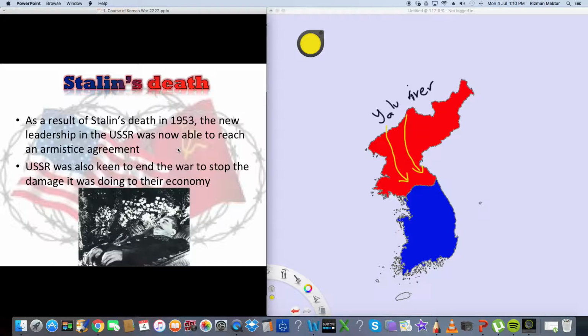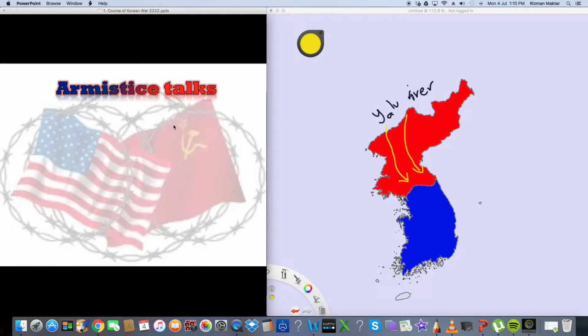I'm not talking about a peace treaty. They're just talking about stopping fighting. We don't need to sign a peace agreement. We just need to stop fighting. So this is what I mean by an armistice. This word armistice means just to stop fighting, not to sign an agreement, not to say that we are at peace with each other. We just want to stop fighting. So, armistice talks after that.